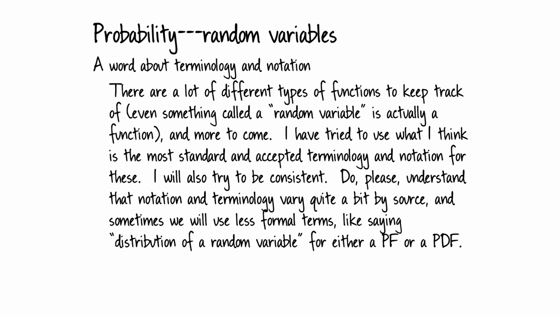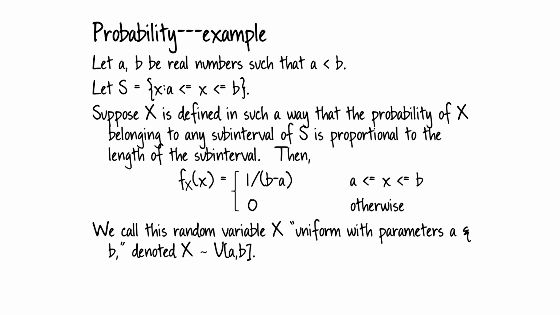So for instance, I will try to say probability function when I'm referring to a discrete random variable, and I'll try to say probability density function when I'm referring to a continuous random variable, but sometimes I'll just punt and say distribution. And that's kind of an informal catch-all phrase, okay? But do feel free to ask if you want clarification on any of these points.